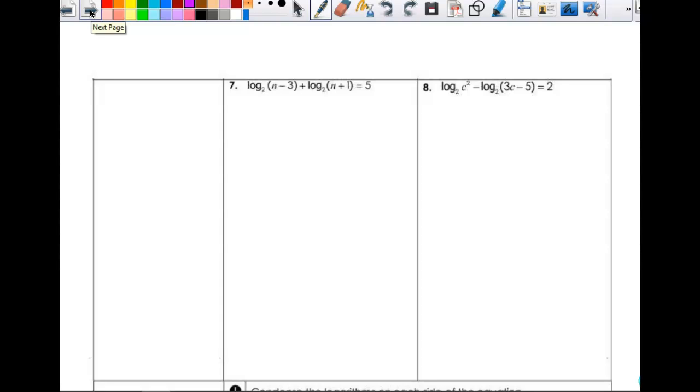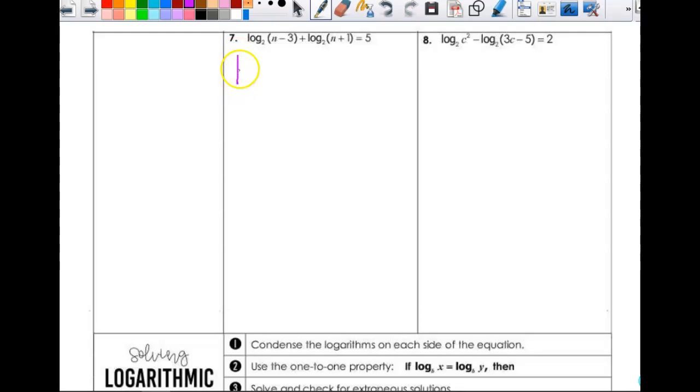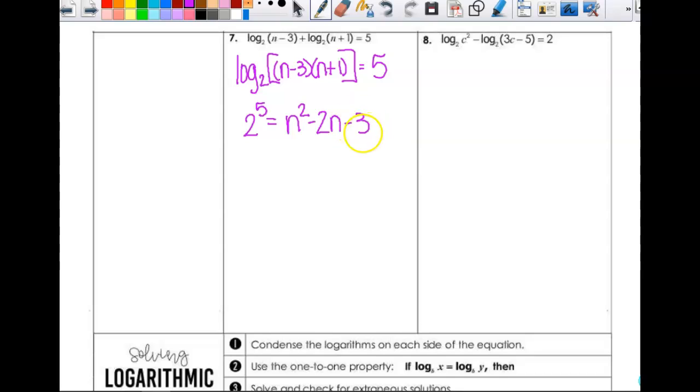So I'm going to add these two logs together, which means I'm going to condense it to a single log. This becomes a multiplication, n minus 3 times n plus 1, and that equals 5. So I'm going to rewrite it. 2 to the 5th equals, and I'll go ahead and multiply this out. That's going to give me n squared, and then I'd have a positive n and negative 3n, so that's negative 2n, and then minus 3.